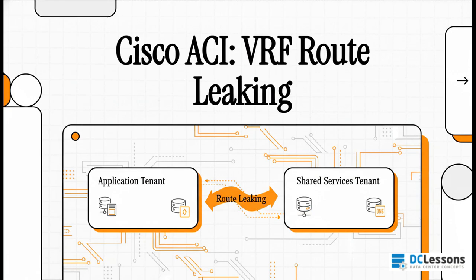I mean, how do you let an app in one tenant talk to, say, a shared DNS server in a completely different tenant, all without just blowing up your security model? Well, today, we're going to dive into how ACI solves this really tricky routing puzzle with one surprisingly elegant tool.